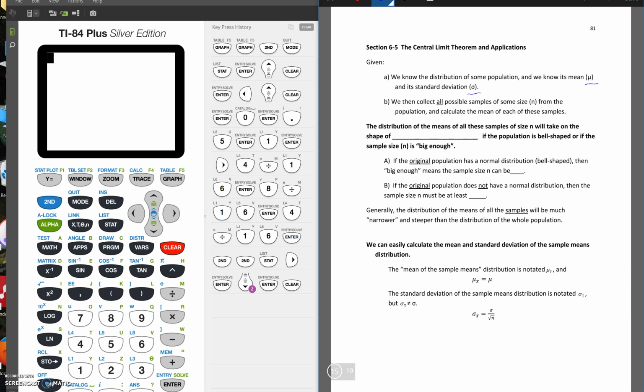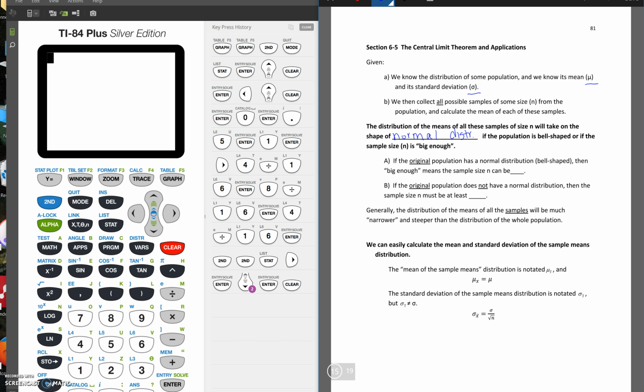And then we're going to assume we're collecting all possible samples of some size from the population and finding all of their means. So, for example, let's say we took all samples of size 30, and then you found the mean of all of those samples. You could then make a new distribution. And that distribution will take on the shape of a normal distribution. You could also say bell curve there, if the population is bell-shaped or if the sample size is big enough.